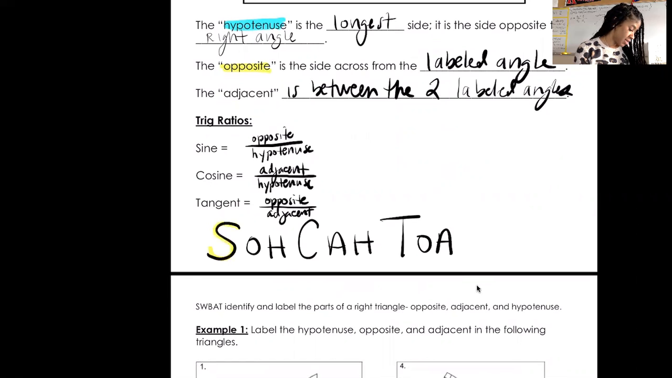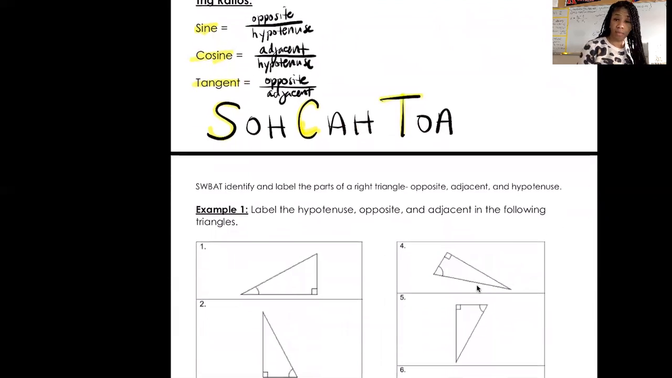The S stands for sine, the C stands for cosine, and the T stands for tangent. The O is, of course, opposite over hypotenuse. Sine is equal to opposite over hypotenuse. CAH, the C stands for cosine, the A for the adjacent, the H the hypotenuse. So cosine equals adjacent over hypotenuse. And lastly, tangent is equal to OA, opposite over adjacent. So whether you want to memorize the formulas or remember SOH CAH TOA, it's up to you.